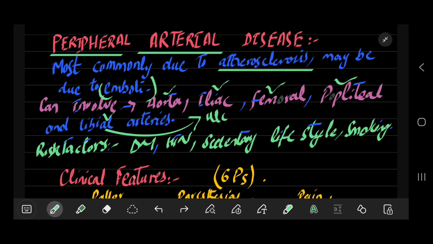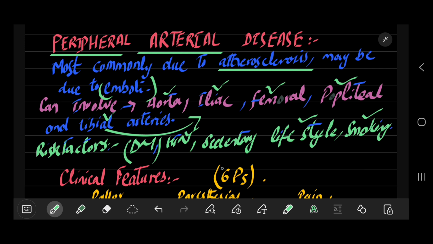The risk factors for peripheral arterial disease are like those of other ischemic heart diseases or stroke: diabetes mellitus, hypertension, sedentary lifestyle, and smoking. These factors can all lead to the development of peripheral arterial disease.